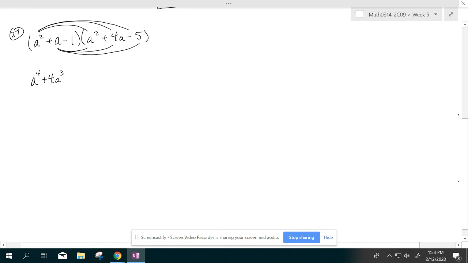And a squared times -5. Oh, 6 more to go. 3 down, 6 to go. Now who's going to go? A times a squared. Oh, and look, I'm using my stacking technique again.